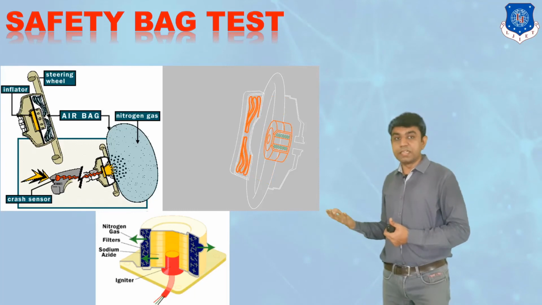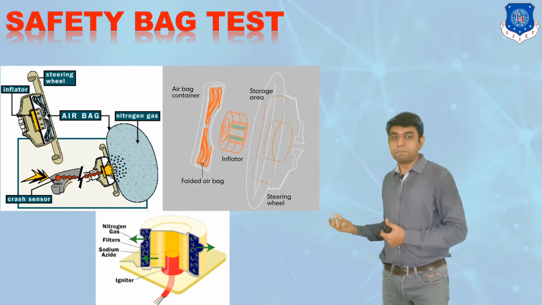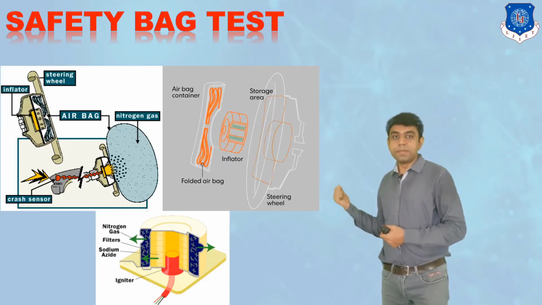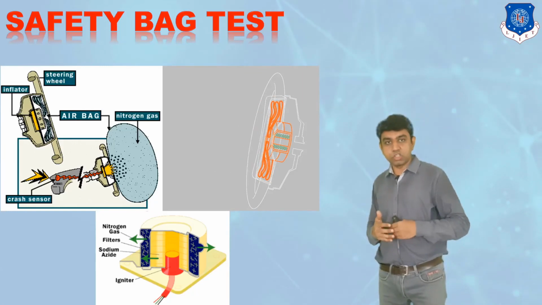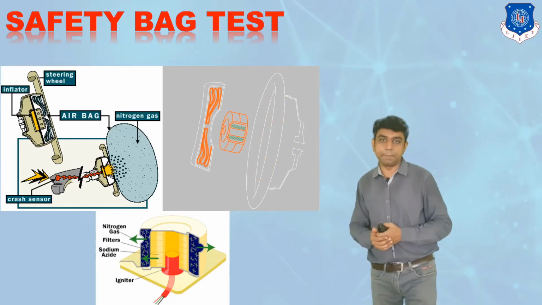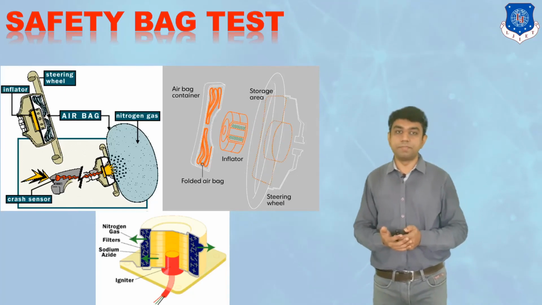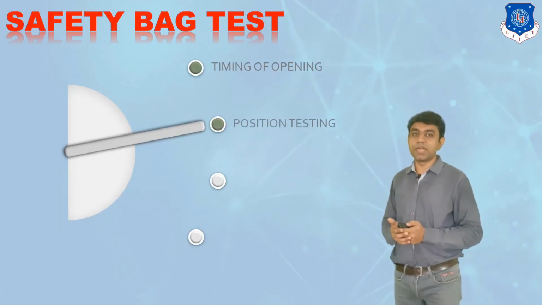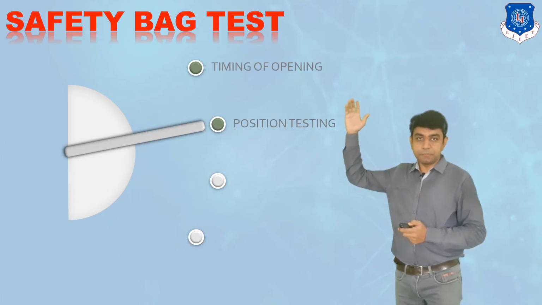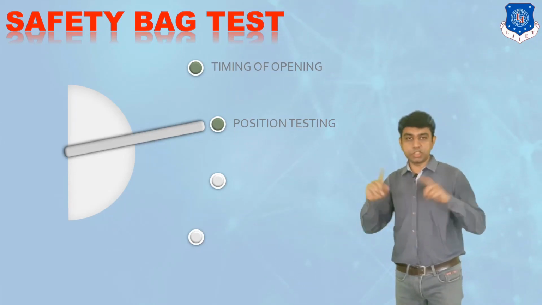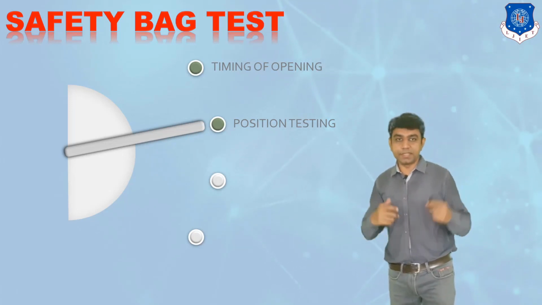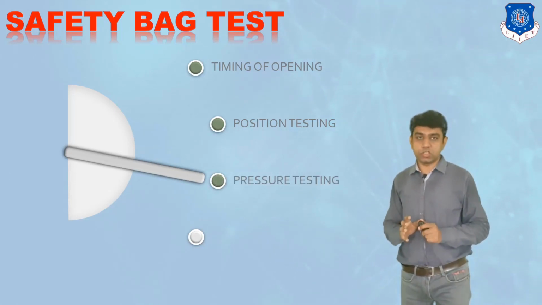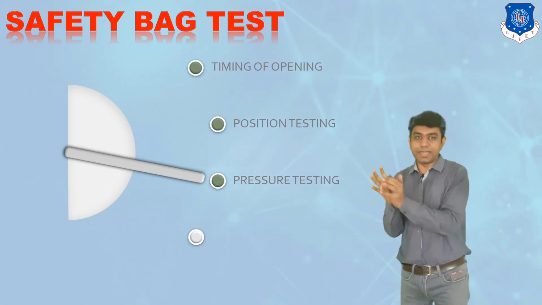So the time of opening needs to be tested. Physically, if the setup is ready, the crash sensor is stimulated and we check how much time it takes to open the airbag. This is how safety bag testing is done. But there are still things to keep in mind when checking the safety bag: the time of opening, and the position in which the safety bag opens, whether it covers the proper face position or not. The third thing is pressure testing, whether it has enough pressure or not, but I already explained that.